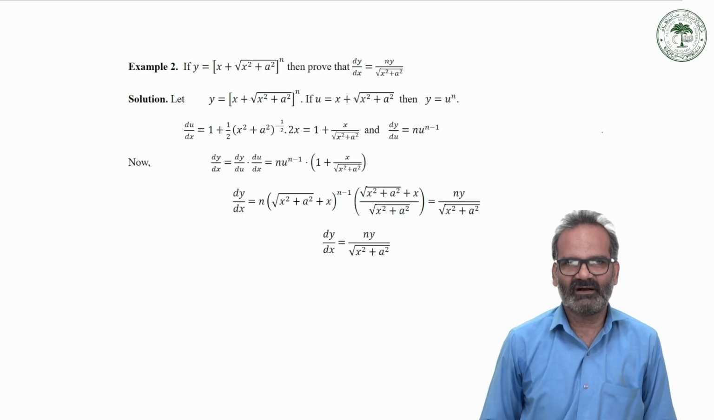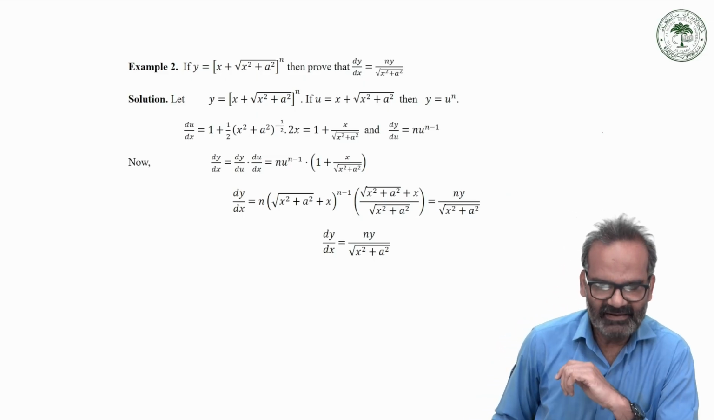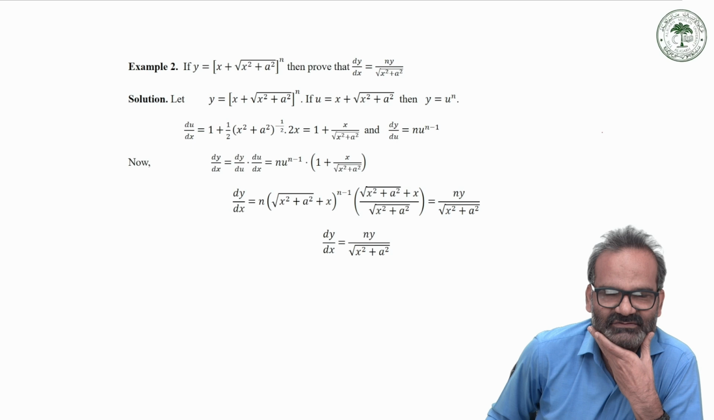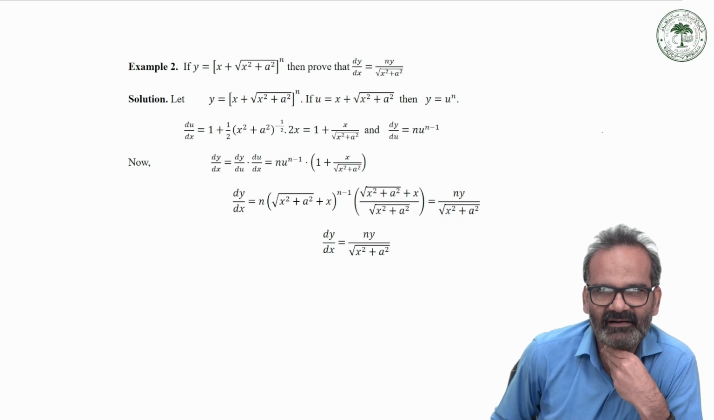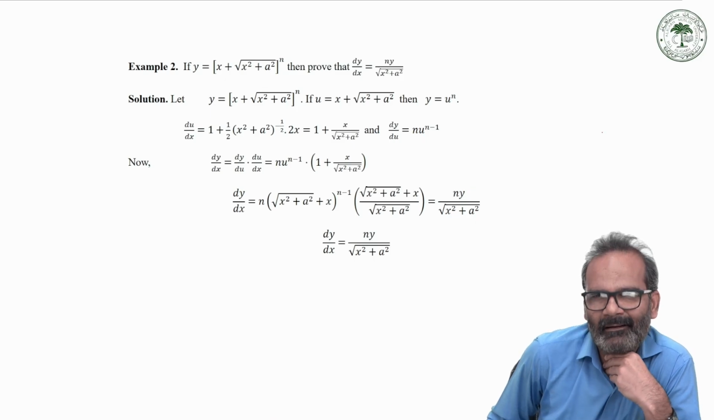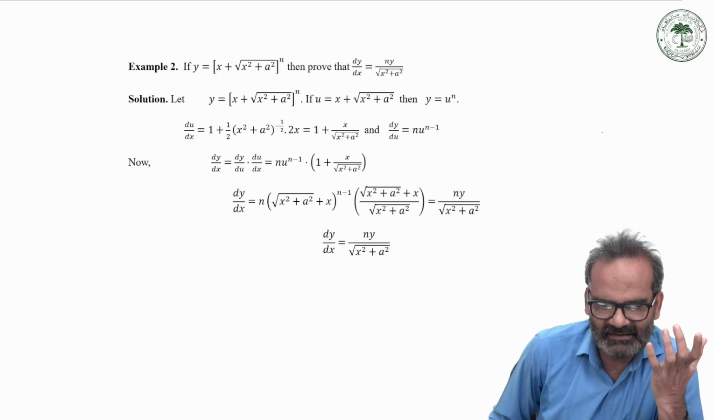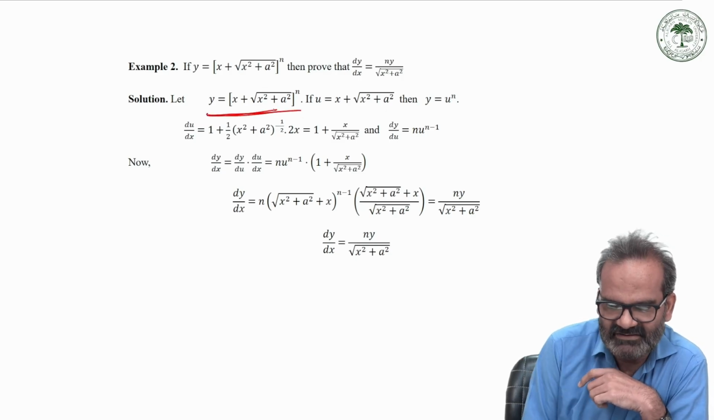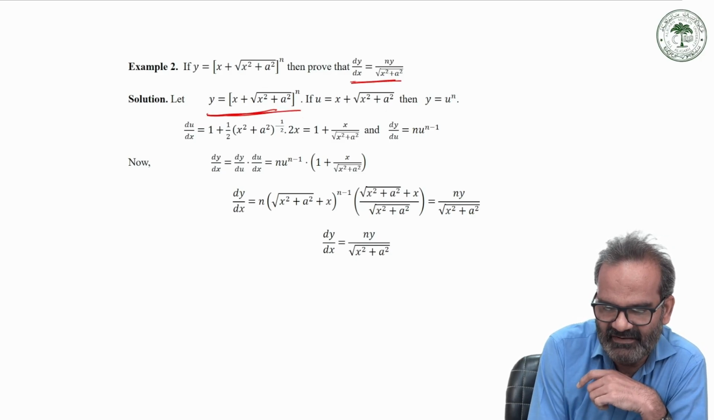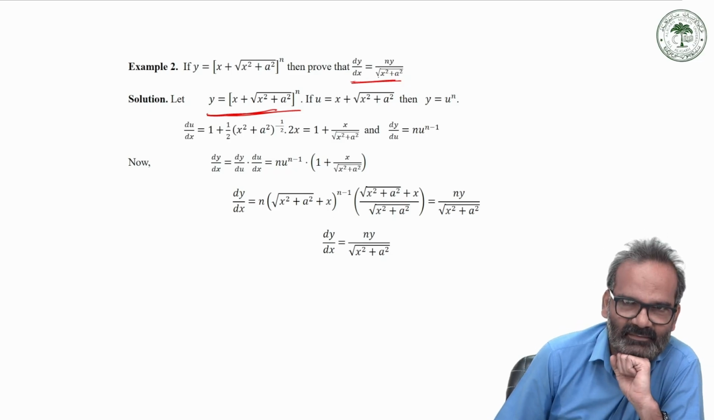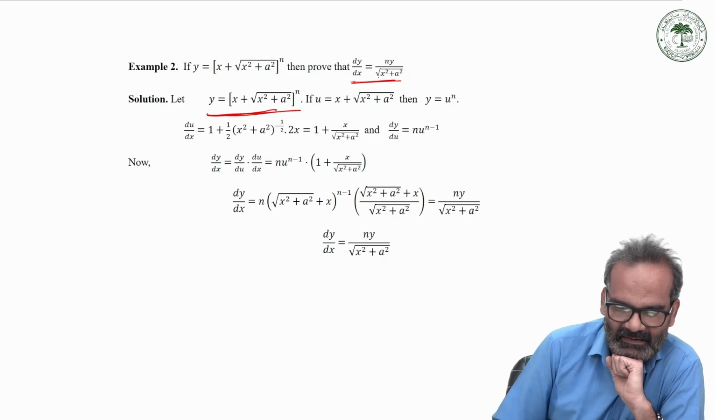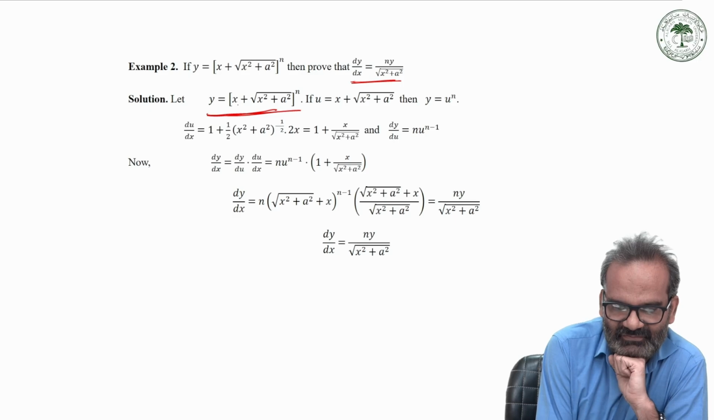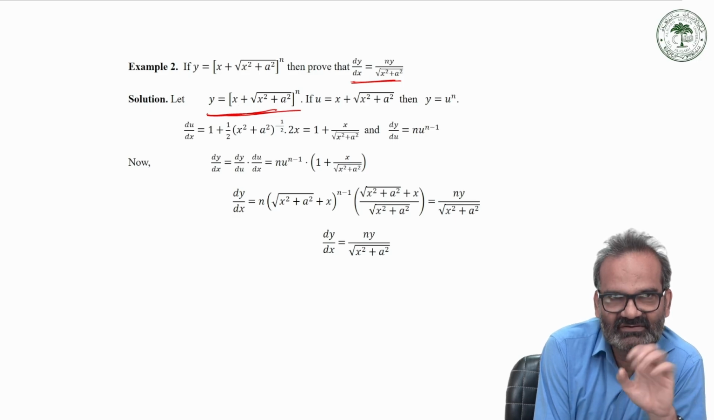Let us take one more example very quickly. If y is equal to x plus root x square plus a square, raised to the power n, then prove that dy over dx is ny divided by root x square plus a square. In the same way, let y be equal to this. This is our original function, and we want to show that its derivative is coming out to be ny divided by root x square plus a square. See here, y is a function of x only. Here a is a constant, right?